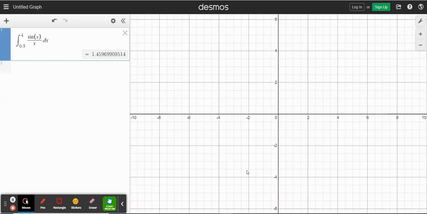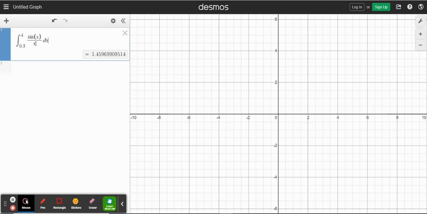How do we use Desmos to evaluate a definite integral? You might be saying, can't I just use the fundamental theorem of calculus? You would be able to use the fundamental theorem of calculus if you're able to find an antiderivative of the integrand. But perhaps you have a definite integral that has an integrand that you're not able to find an antiderivative for.